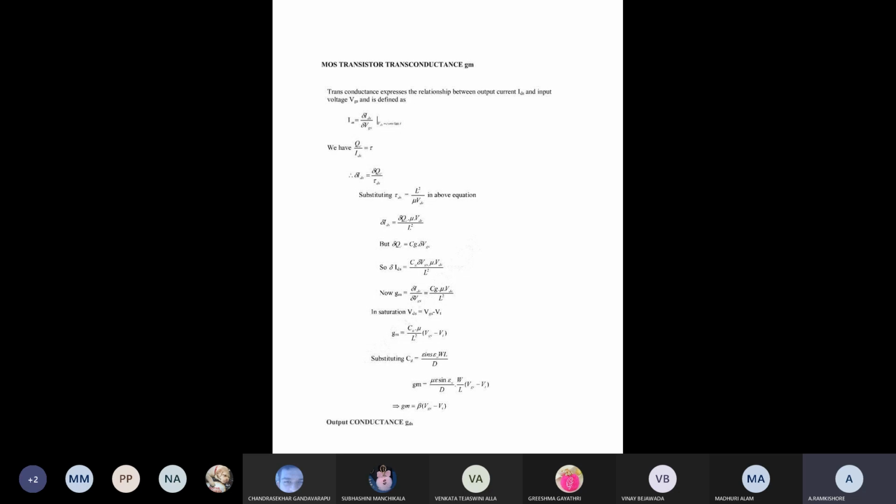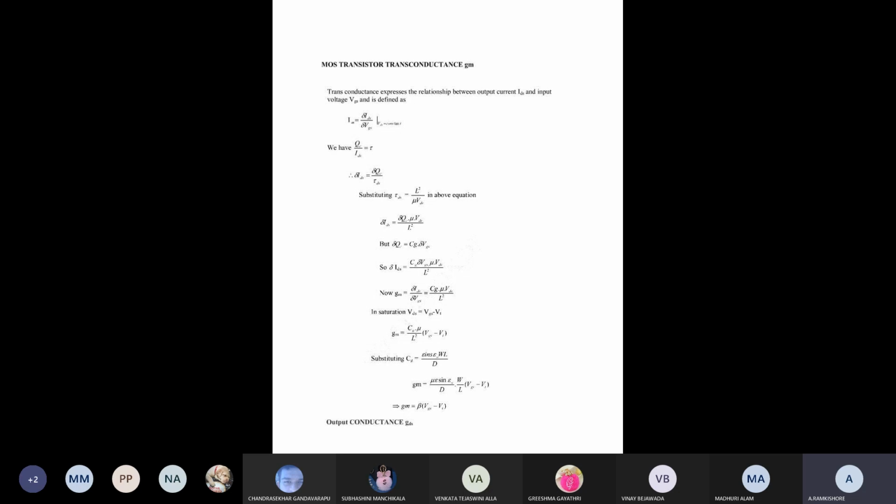Now we have to consider that the charge in the channel QC gives IDS equal to QC by tau. From the IDS versus VDS relationship, IDS is equal to the charge in the channel by the electron transit time. The charge in the channel is denoted as QC, and the electron transit time is denoted with tau. So we rewrite that equation in terms of tau, which is equal to QC by IDS.